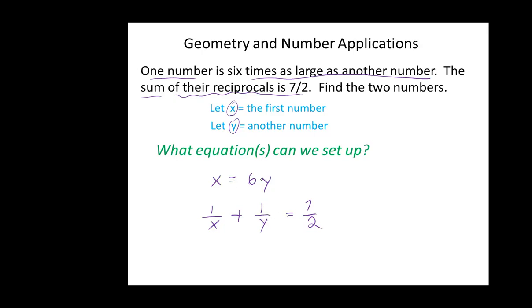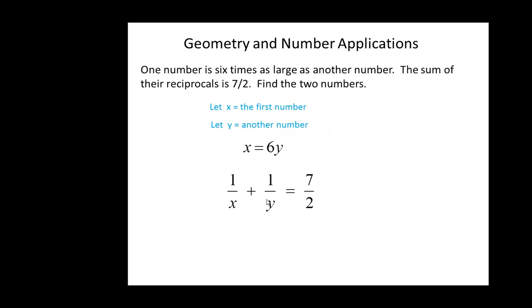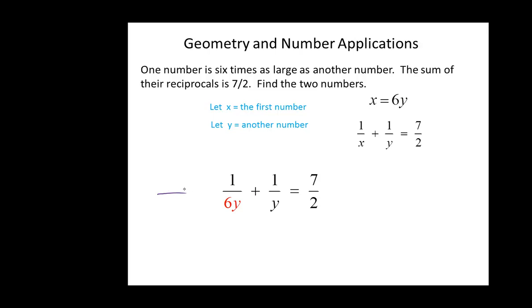Notice that we have two equations in two unknowns. We're ready to start solving these equations. I see right away x is equal to 6y, and I'm thinking, you know, I could take that 6y and put it in place of this x. That's solving simultaneous equations by substitution. So that would give me 1 over 6y, and we have plus 1 over y equals 7/2. So I've taken these two equations and boiled them down to a single equation with one variable. There we go. Now I'm ready to solve this equation.